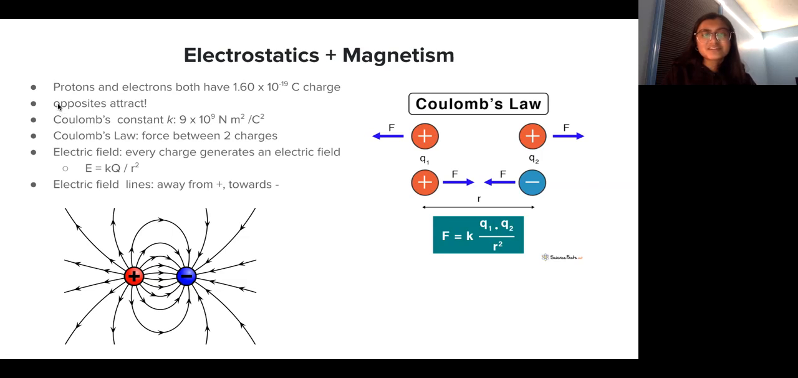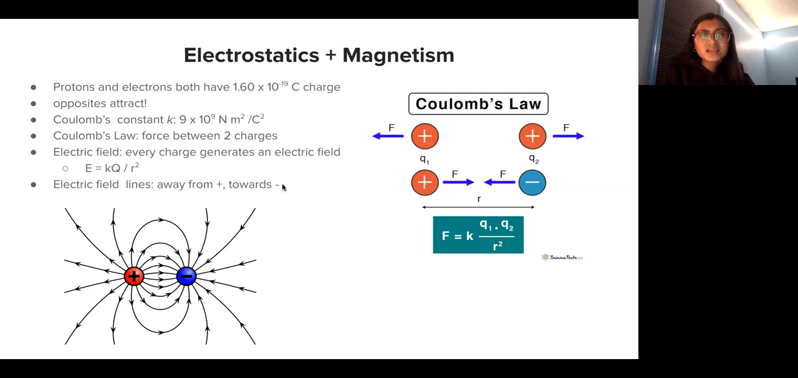Okay, just general to know, opposites will attract. So if two things are positively charged, they're going to repel each other. If they have opposite charges, they're going to attract. Your Coulomb constant, also something to commit to memory, is 9 times 10 to the 9th newton meters squared over Coulomb squared. And this here is Coulomb's law, calculating the force between two charges. So the force equals K Q1 Q2 over R squared, where R is the distance between them.